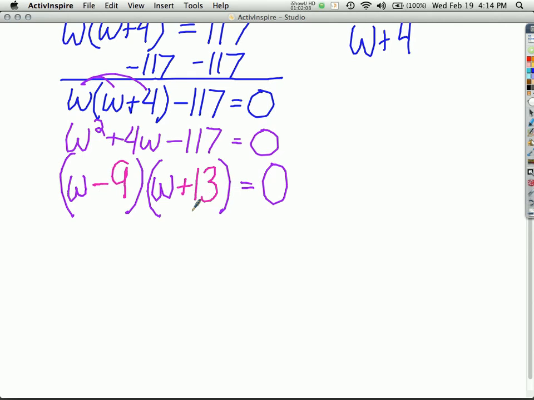I knew immediately that this number was divisible by 9. What's the rule for divisibility by 9? Valerie? Yeah. 1 plus 1 plus 7 is 9. If the sum is divisible by 9, then the original number is divisible by 9. I instantly knew it was divisible by 9. You should have also. So now we've got the factors. Now we can set them equal to 0.